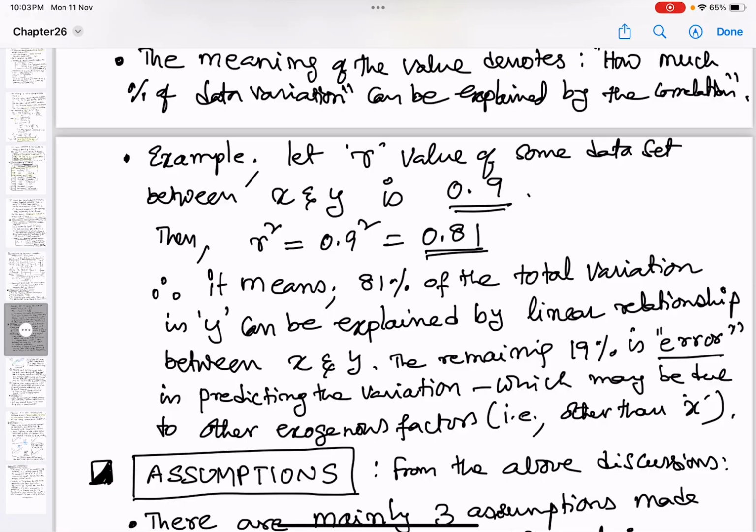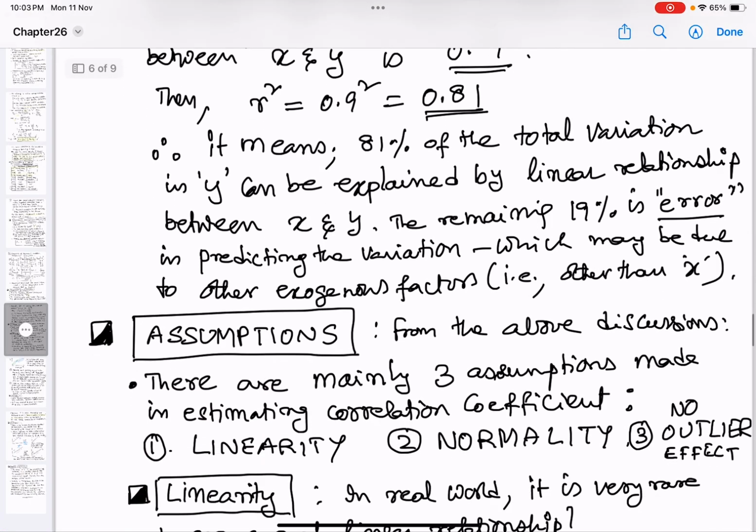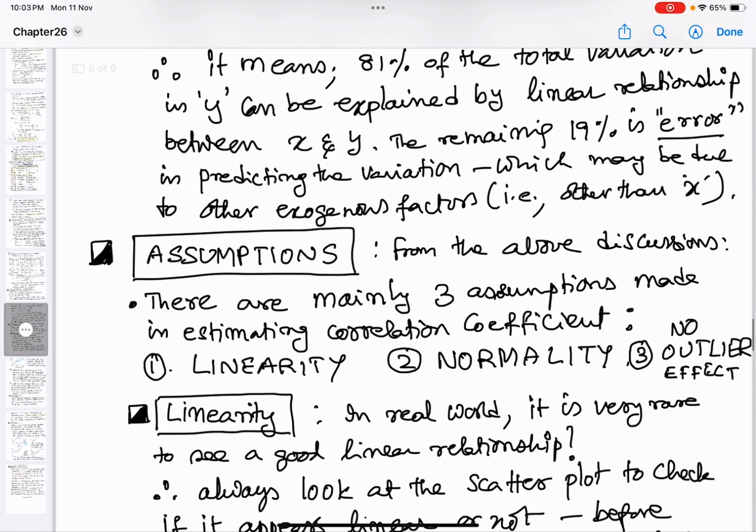What does this data actually tell us? It tells us that 81% of the total variation in y can be explained by a linear relationship between x and y. But the remaining 19% is basically error in predicting the variation, which may be due to exogenous factors. And when I say exogenous factors, it's because of factors which are other than x.